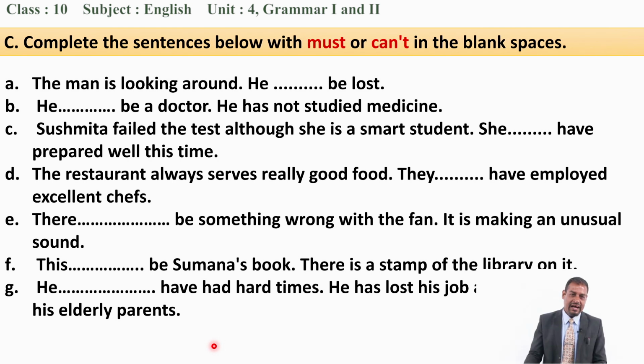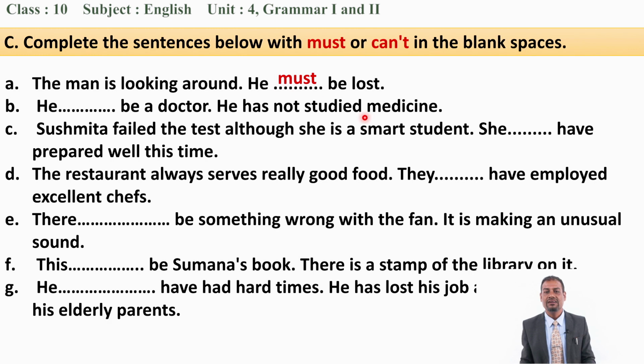Okay. Now the first one, the man is looking around. So what is the correct word here? Must or can't? What do you say? Repeat it once again. Yes, he must be lost because he is looking around this side, that side, means he may not know the way, you know. So he must be lost.